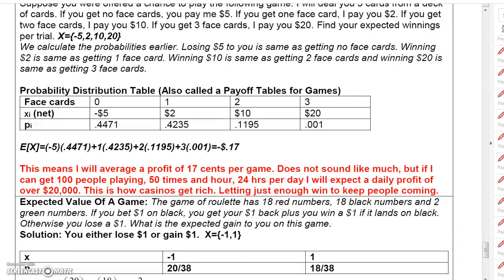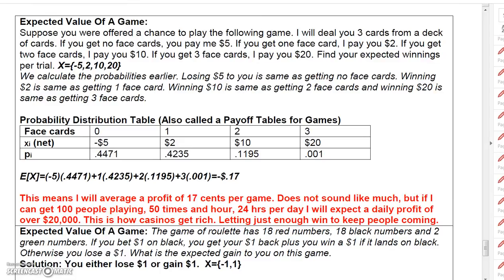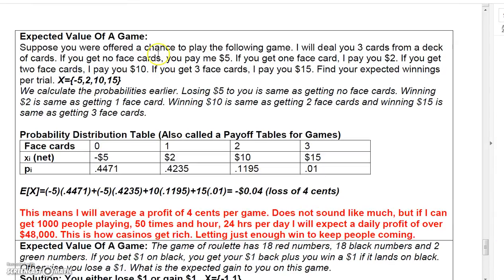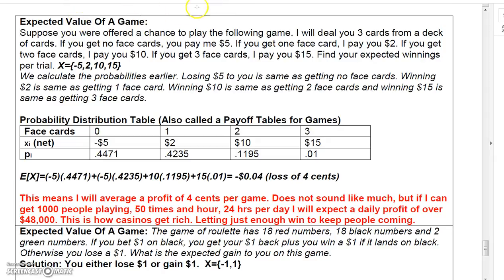Okay, I've got a couple more examples here. I may not get but one of these in, but let's go ahead and talk about them. Okay, so let's look at another game. Alright, suppose you were offered a chance to play the following game.